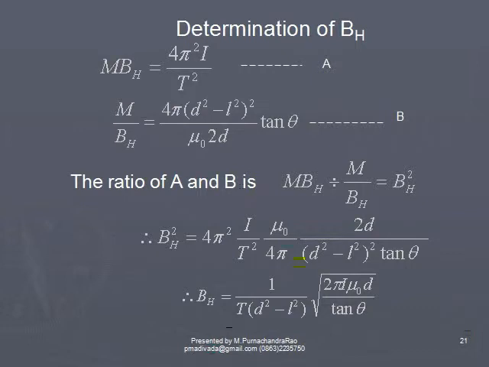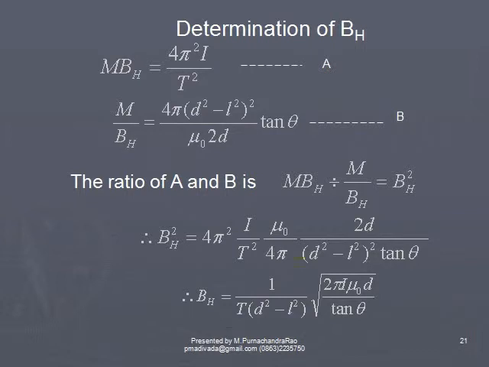Therefore, M is equal to 2 pi into d square minus L square divided by T into square root of 4 pi I tan theta by mu naught 2d. This is the relation that is used for determining the moment of the magnet.